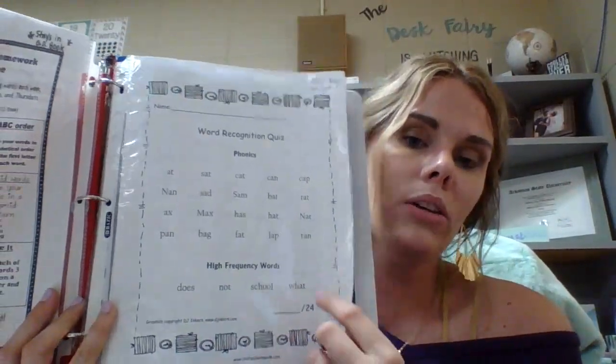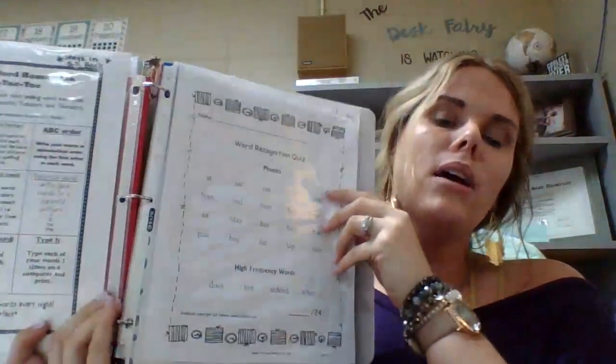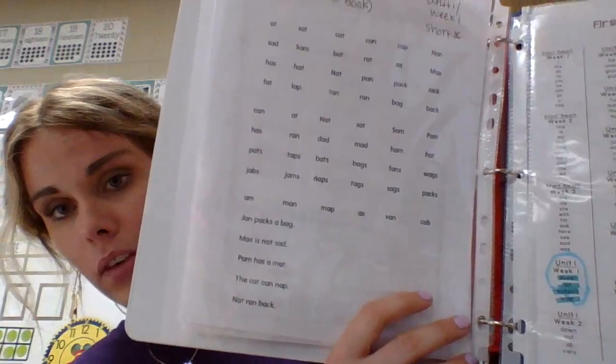All right, this paper right here, you will also get a new one of these every week. Okay, sometimes it has front and back, like this week it has front and back. And sometimes it's just a front. All that is short A words for your child to practice at home. Now, on Fridays, whenever we have our dictated sentences test, some of the words may come from here, okay?